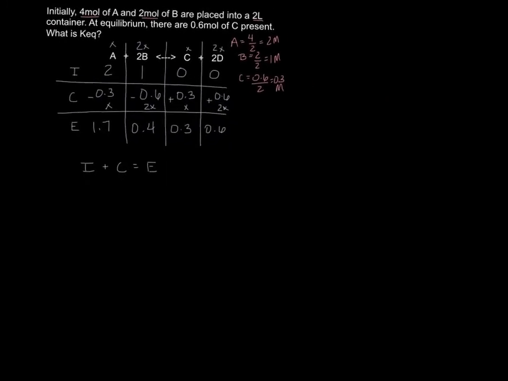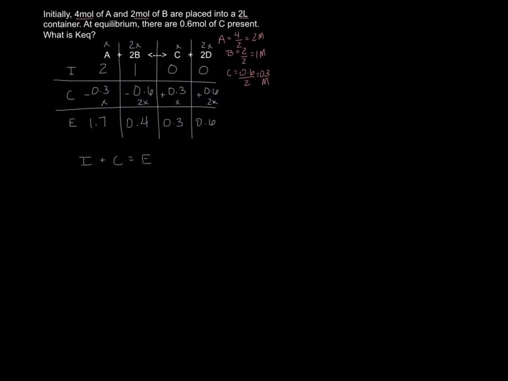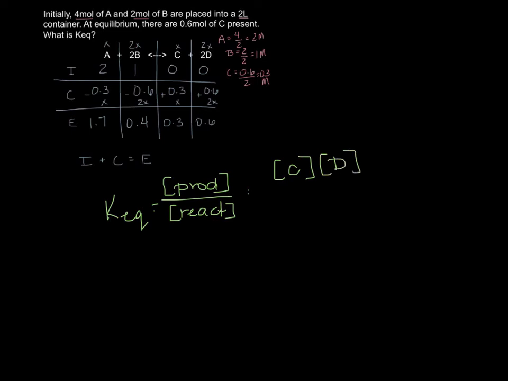So I'm going to make this a little bit smaller so we can work over on the side. For my Keq, I know that the equation for Keq equals the concentration of my products over the concentration of my reactants. Remember, brackets are shorthand for concentration. So for this equation, it's going to be C times D squared. Wherever there's a coefficient when you're doing your Keq equation, that coefficient becomes an exponent. Over our reactants: the concentration of A times the concentration of B squared.